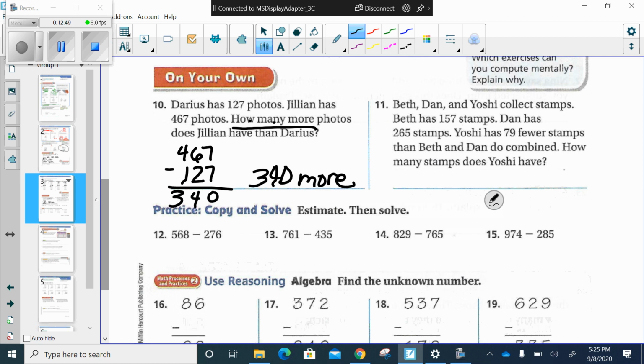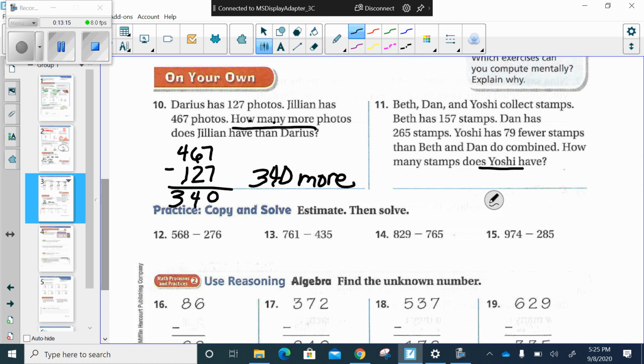Beth, Dan, and Yoshi collect stamps. Beth has 157 stamps. Dan has 265 stamps. Yoshi has 79 fewer stamps than Beth and Dan do combined. Oh my word! How many stamps does Yoshi have? Wow! We have to put our thinking caps on for that one. So we're trying to find out how many stamps Yoshi has.